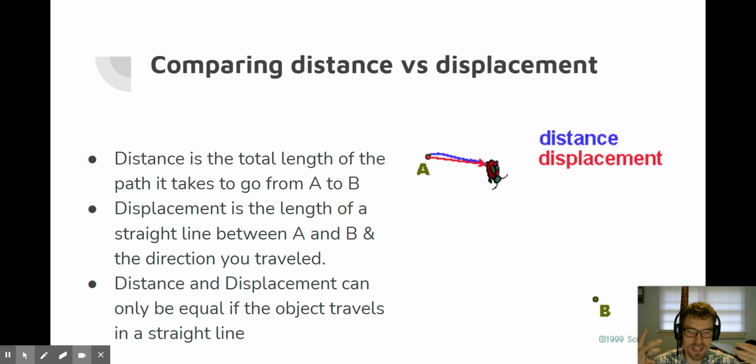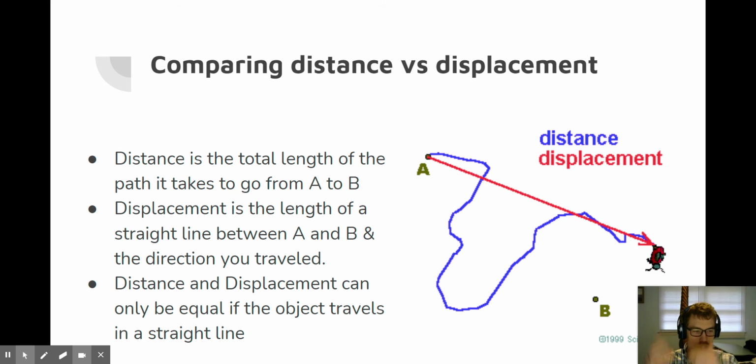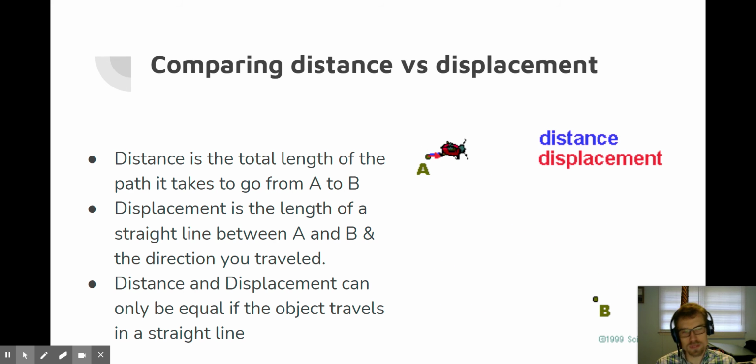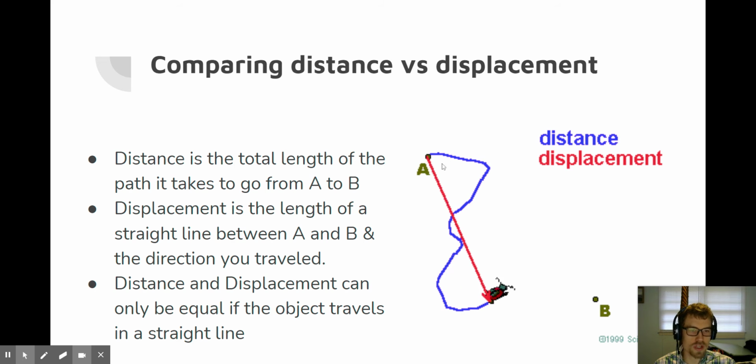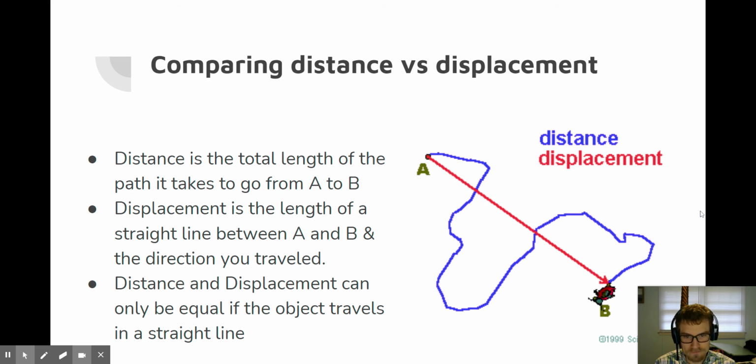Now, if we want to compare distance and displacement, again, distance is the total length of the path it takes to go from A to B. So whenever you're going from one place to another, distance is the total length of that path. Whatever the path is, however you take to get between the 2 points. And if you take a look over here at our little ladybug that's crawling, you can see the blue line is the distance that it is traveling.